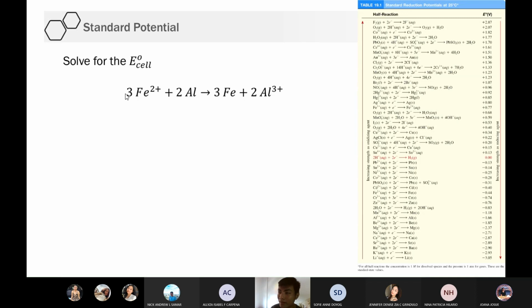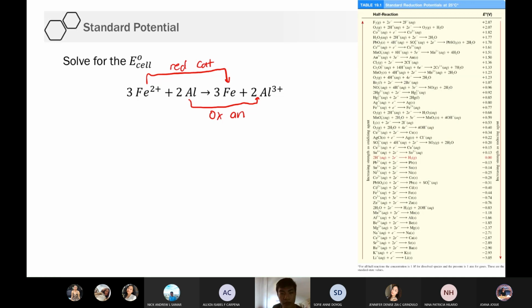How about this one? Identify sino yung oxidation, sino yung reduction. Then once na ma-identify mo siya, you can solve for the E cell. Iron 2 plus to iron, bumaba yung oxidation number, so this is reduction. This is the cathode, no? Ito, tumaas oxidation number from 0 to positive 2. This is oxidation. This is the anode.